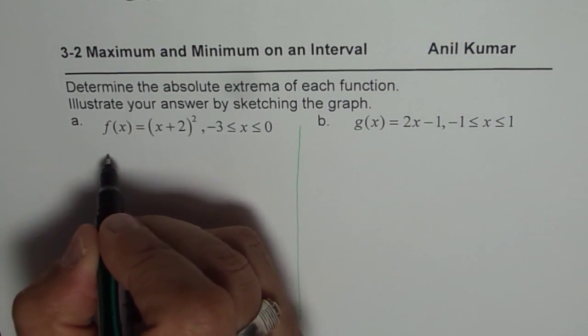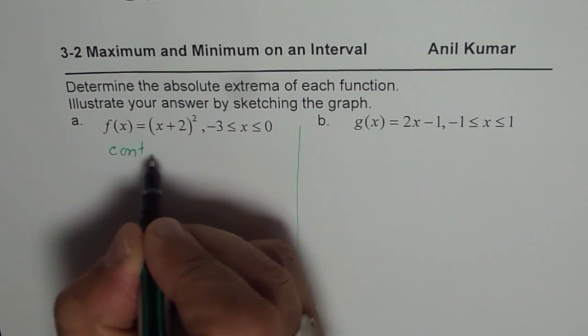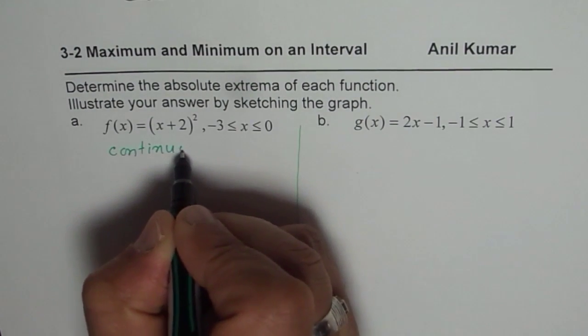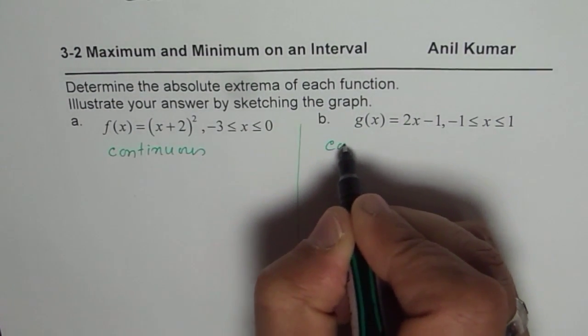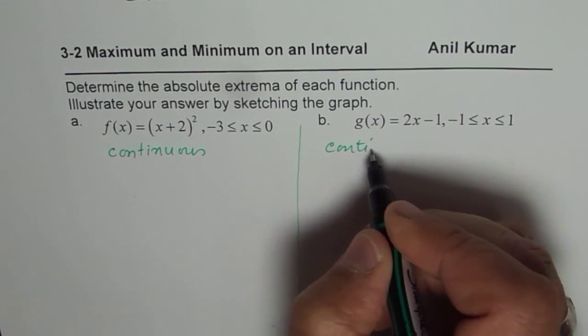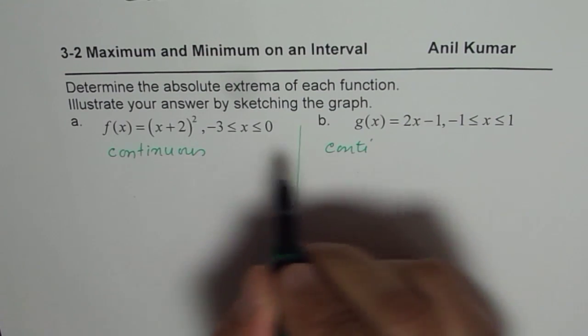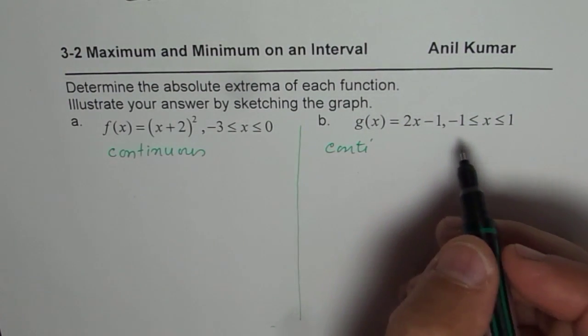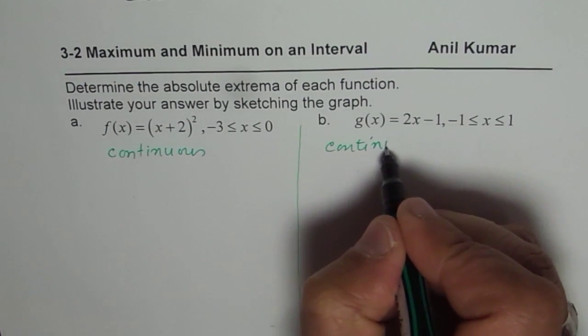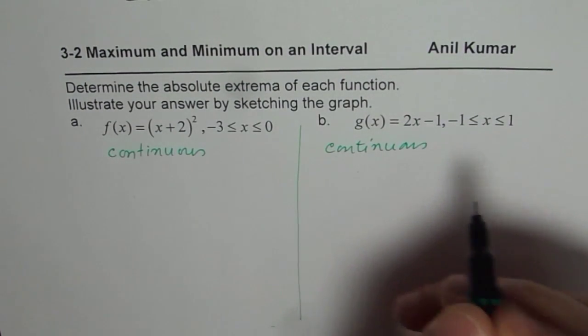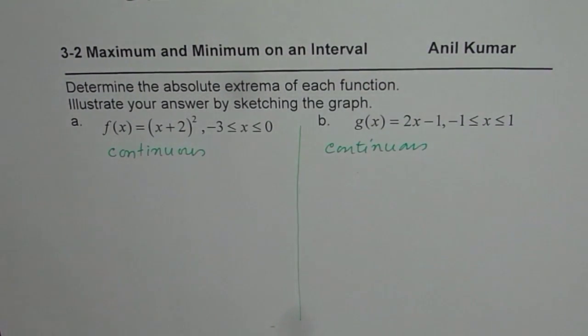So both are continuous functions, right? So continuous in the given domain. The criteria is not that they should be differentiable. Indeed, these two are differentiable, but there could be some functions which are not differentiable but are continuous, and you can apply the algorithm to find the extrema. So this is the first part.